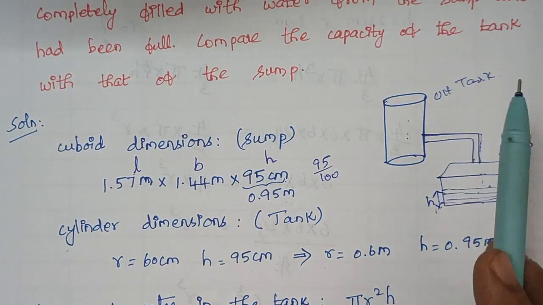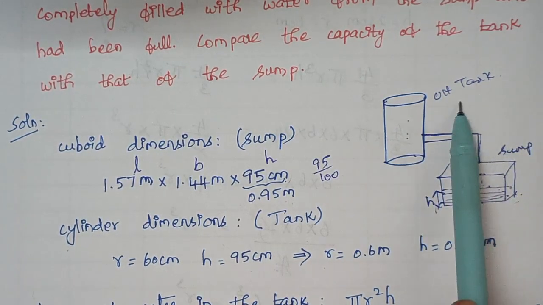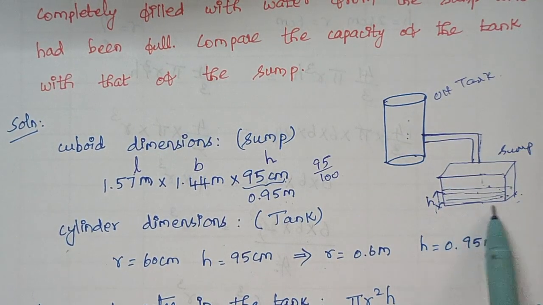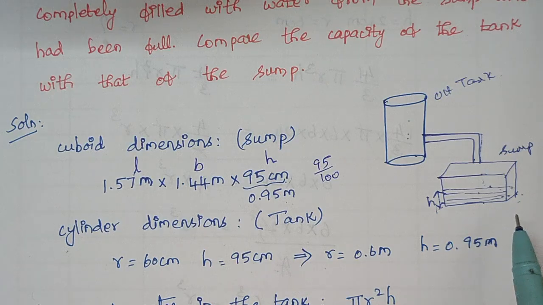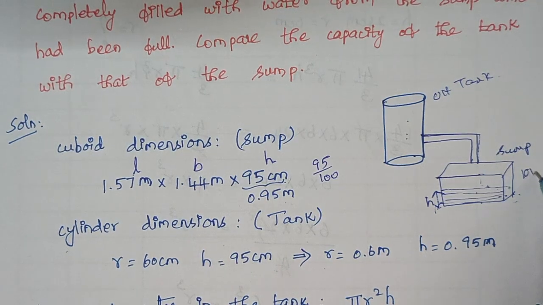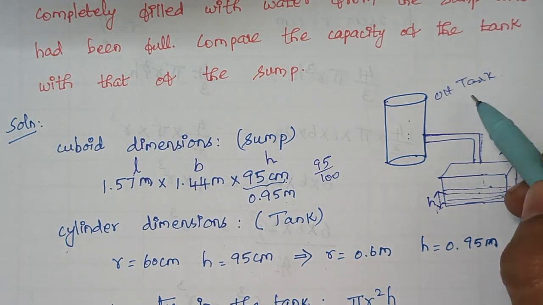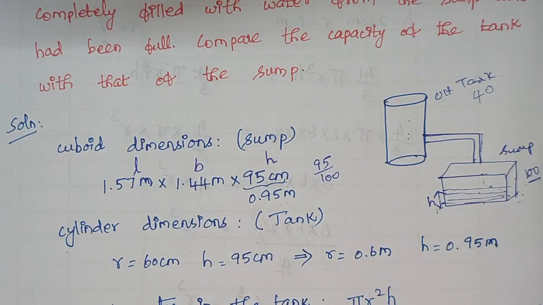Now we are going to subtract the volume of water in the tank from the volume of the sump. Now the sump is a bigger number. Just assume, for example, that the sump has a capacity of 100. In order to make the concept clear, I assume the value of the sump is 100 and let the value of this tank be 40. Now how will you subtract? You will subtract 40 from 100.